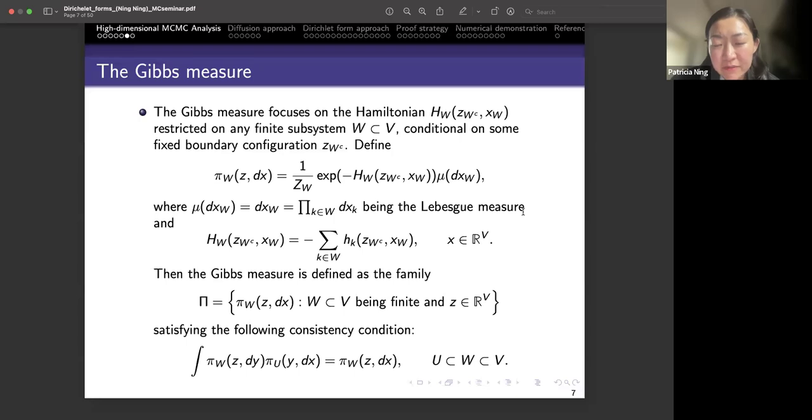Then the Gibbs measure is defined as a family. This capital pi is a family of little pi_W. This is a family of conditional probabilities on the finite system. This family satisfies the following consistency condition: the integral of pi_W times pi_U is pi_W. This form is actually consistent with our tower property of the conditional expectation.